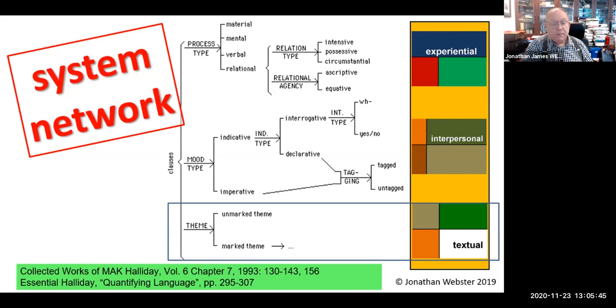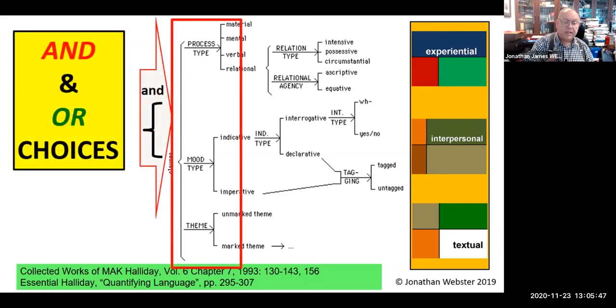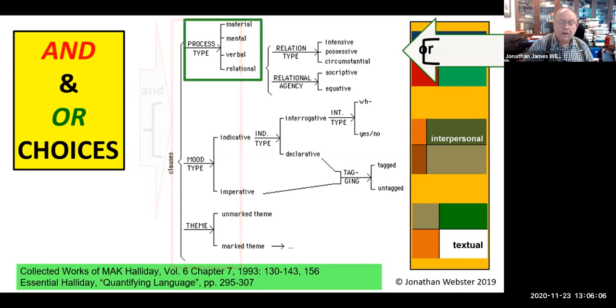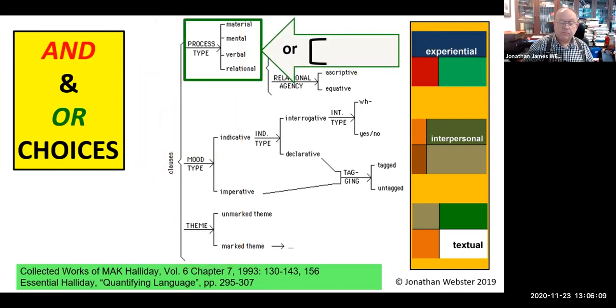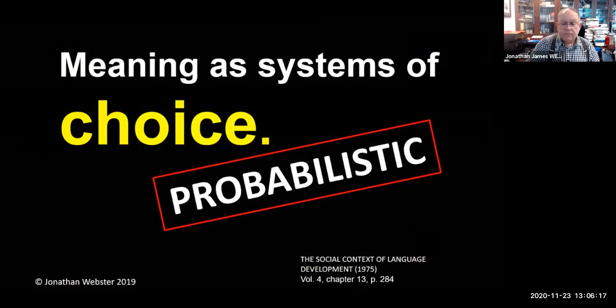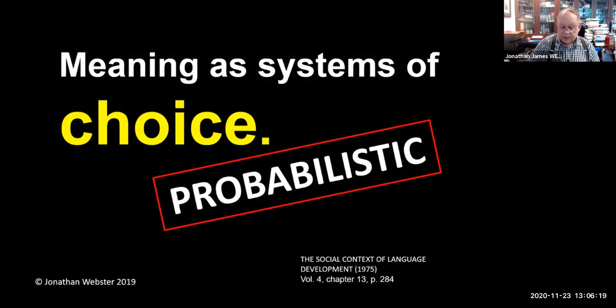All right, so paradigmatic, we have choices. Now, what we're saying is that the choices are and or choices. So we have and choices. In other words, you have to choose a process, a mood type, and a theme when you create the clause. You have to do all three. And there are or choices. Process type would be material, mental, verbal, relational, or whatever. All right? But we're also saying that it's not only paradigmatic, it is probabilistic.